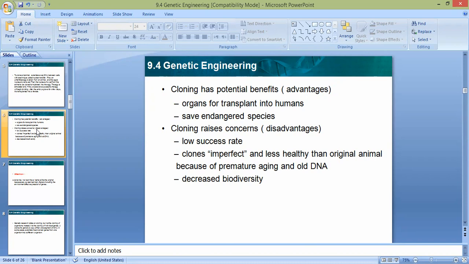وcloning raises concerns and disadvantages. زي أول شيء الكلونينج itself the process is not an easy procedure to do. It's a long procedure وبرضه it doesn't succeed all the time. لا the rate of success is very low. تمام؟ وكمان برضه الكلون imperfect. They are not perfect and less healthy than the original animal.